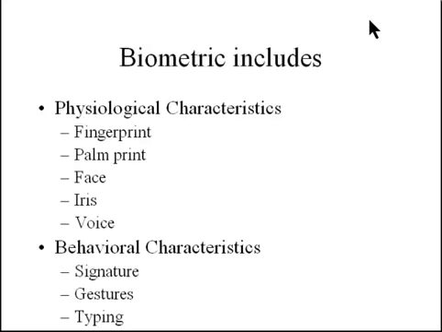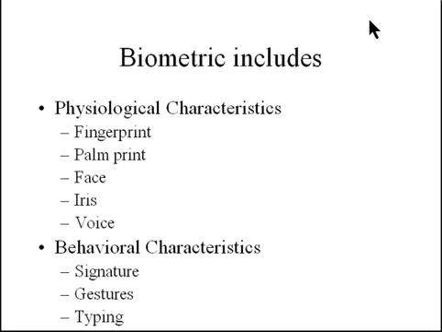And finally, what are some of the characteristics, both physiological and behavioral? With respect to physiological, we have fingerprints. We've probably seen that for a time. We have palm prints. We have facial characteristics. We have iris scans. We also have retinal scans. And we have voice imprints. Behavioral is signature, you're writing your signature, gestures, and typing.